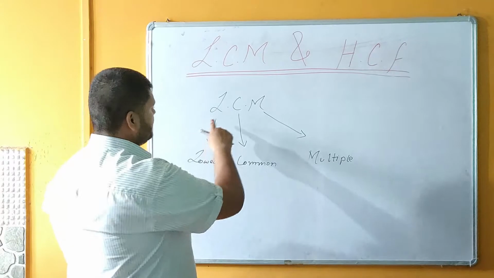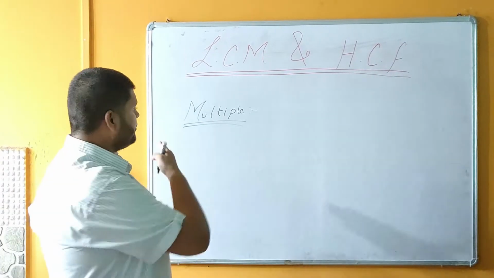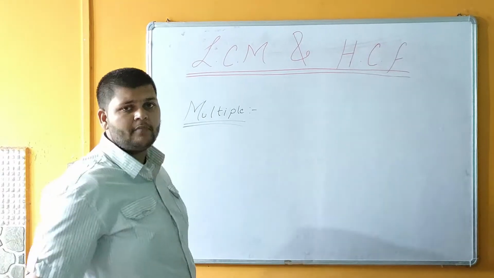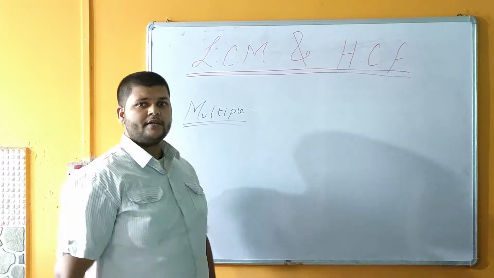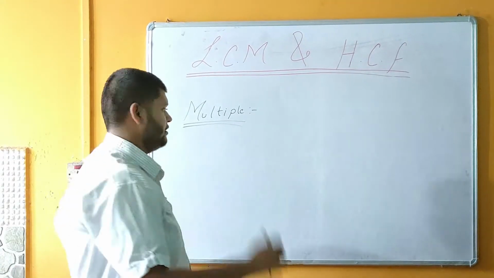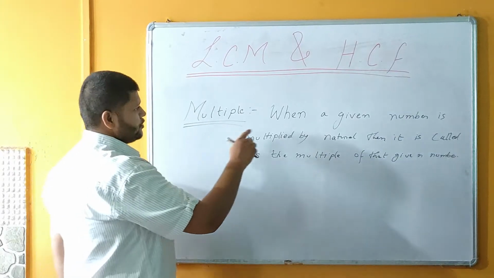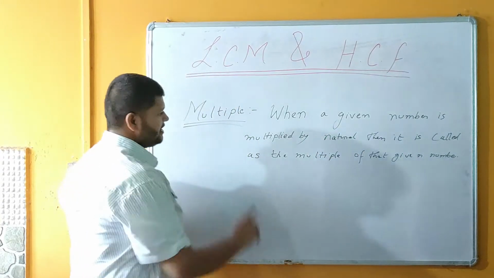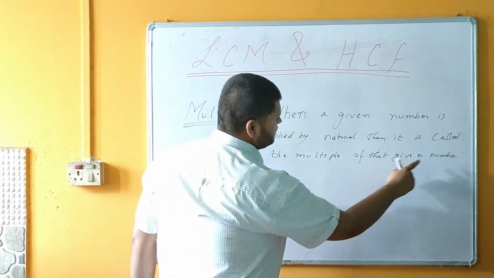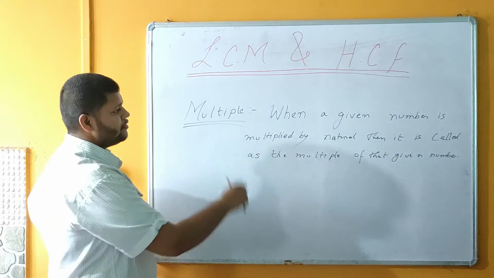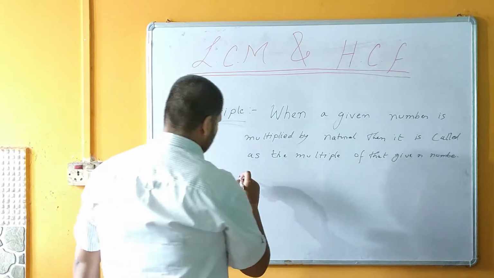Now we will see what a multiple is. A multiple is nothing but what you get when a given number is multiplied by a natural number. So I am writing the definition over here. It says when a given number is multiplied by a natural number, the result is called a multiple of that given number. I think you have not understood the statement, so let's take one example.